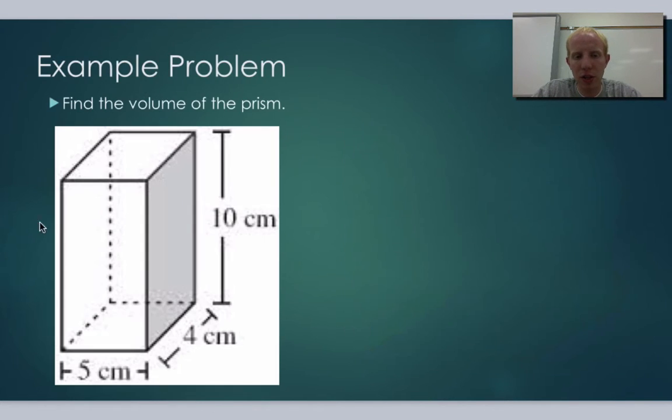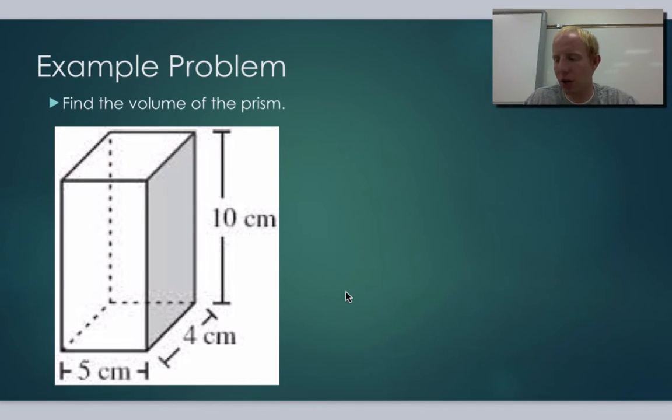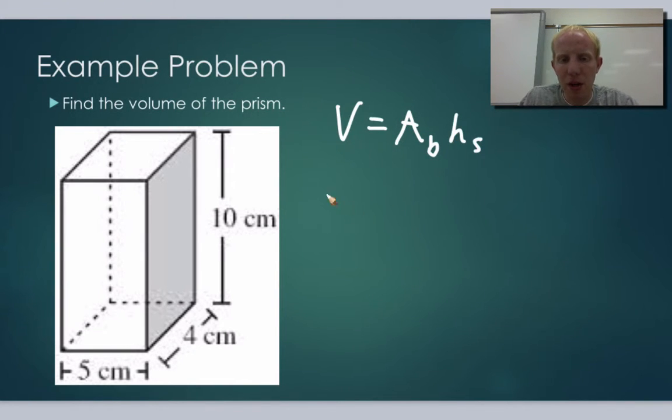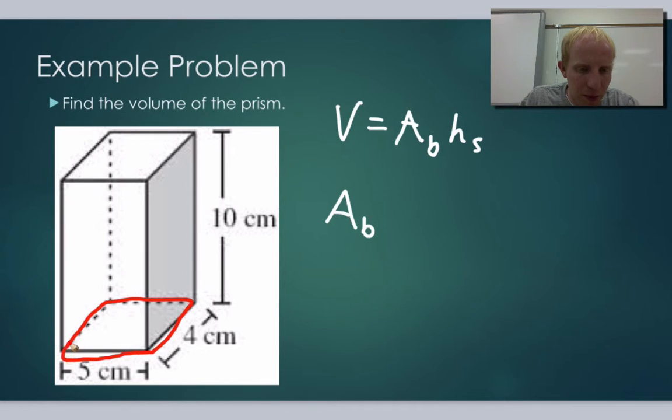Okay, so let's try an example problem. Let's say we're trying to find the volume of this prism right here. The volume is equal to the area of the base times the height of the solid. Let's find the area of the base first. In this case, the area of the base is this rectangle along the bottom. Let me mark this so you can see it, this rectangle shape right here along the bottom of the prism.